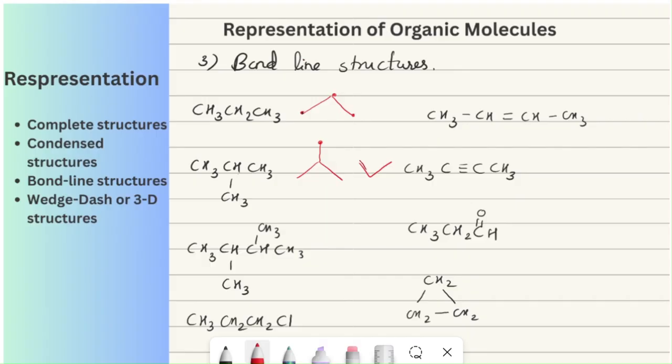But if you are writing the structure upside down like this, then you have to write the methyl over here on the opposite side. So you write either like this or like this. Both are correct. So let's take this molecule.